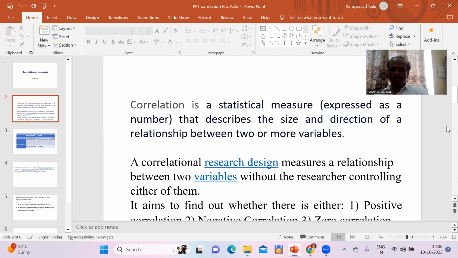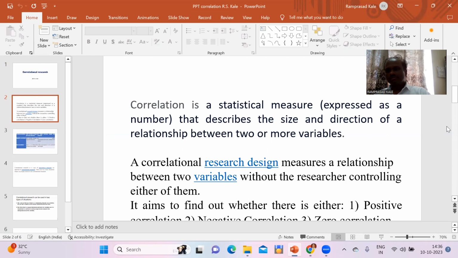And symbolically, this correlation lies between -1 and +1. The plus or minus sign shows the direction of correlation, and the number between 0 and 1 or 0 and -1 shows the strength of the correlation, which may be either positive or negative.